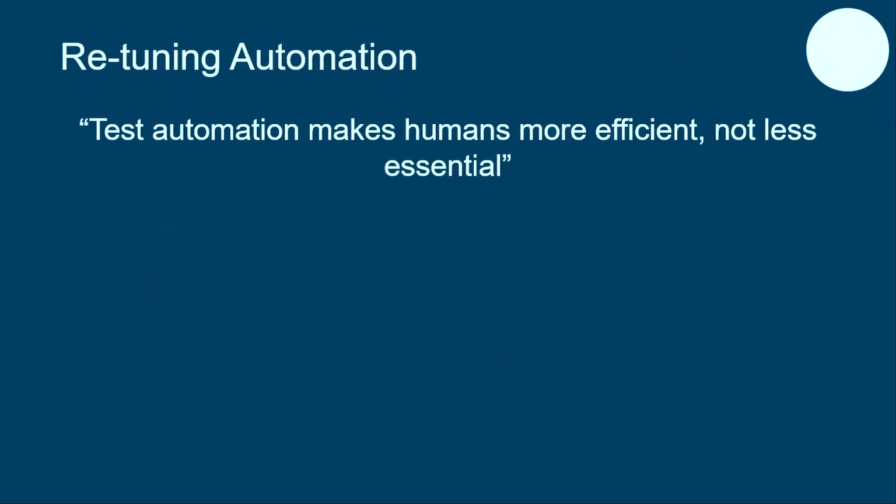All right, so we're going to talk about some components of traditional ways that we move into modernization of the QA role into QE so that it supports modern approaches like DevOps. So, retuning our test automation, and specifically automation from a test automation standpoint. One of the best quotes, which has followed me around for many, many years now: test automation makes humans more efficient, not less essential.